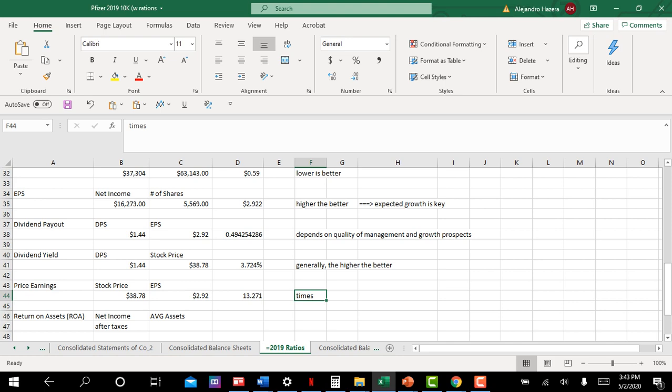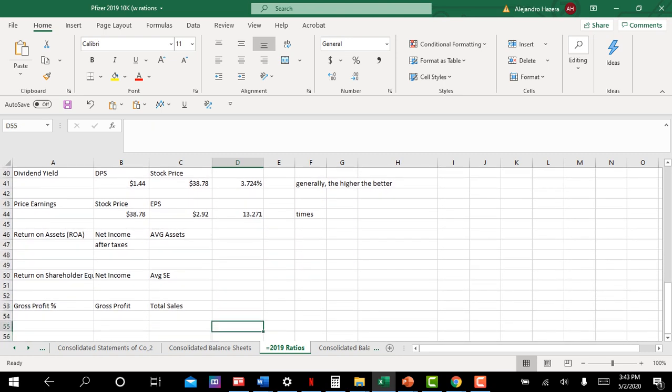Anyway, I hope these videos are helping, and it's a beta version, so occasionally I have a little grammatical error. But anyway, let's go ahead and cut this one off, and I'm going to finish these videos with the accounting return ratios. You can see down here with return on assets, return on shareholders' equity, and gross profit percentage.